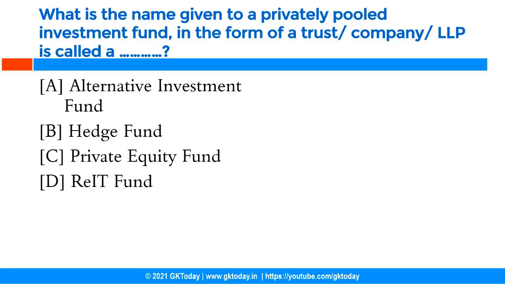Next question is, what is the name given to the privately pooled investment fund in the form of a trust or a company or LLP? LLP stands for Limited Liability Partnership. So it is AIF, that is Alternative Investment Fund.